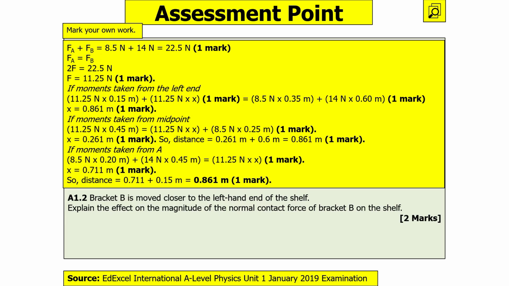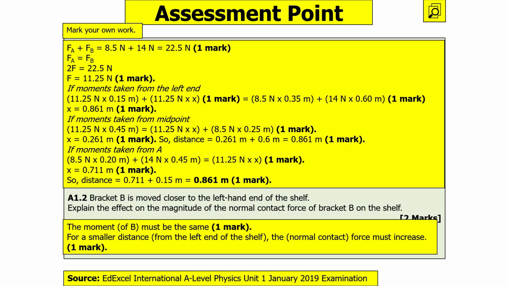So if we take the moments from the left end, the clockwise moments must equal the anti-clockwise moments. So 11.25 times 0.15 plus 11.25 times x is equal to 8.5 times 0.35 plus 14 times 0.6. So therefore x works out to be 0.861 meters. Now, in this next question, if we move the bracket closer, the moment must be the same. So if there's a smaller distance, well then the force, because moment equals force times distance, must increase.